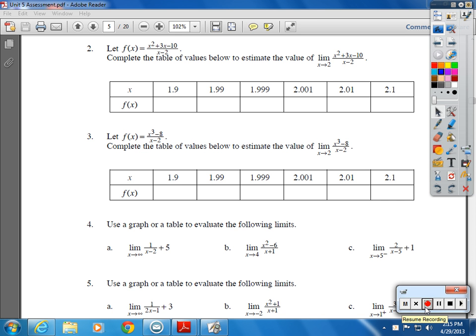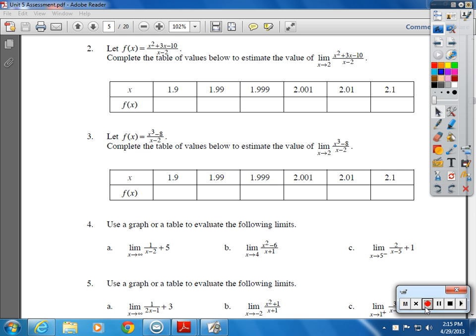Oh, it was number 3? Okay, so number 3 here, evaluating a limit using a table. Let f of x be x cubed minus 8 over x minus 2. Complete the table of values to estimate the value of the limit as x approaches 2. Okay, this is just about using the calculator. Can you use the calculator to determine what these particular values are?